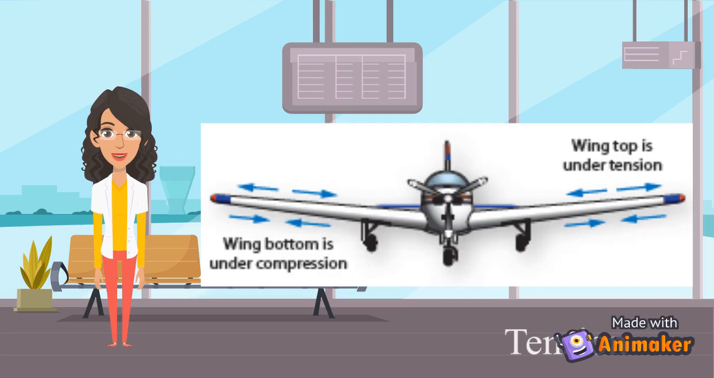Tension is the force that tries to pull an object apart. Gravity acting on a wing pulls the wing down, thus creating tension in the top wing skin. Compression is the force that tries to crush an object. Gravity pulls the wing down, thus compressing the skin on the lower wing.